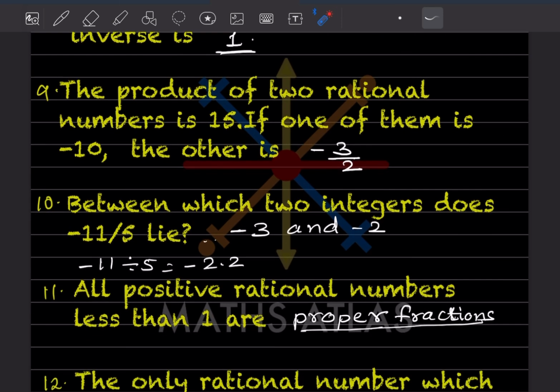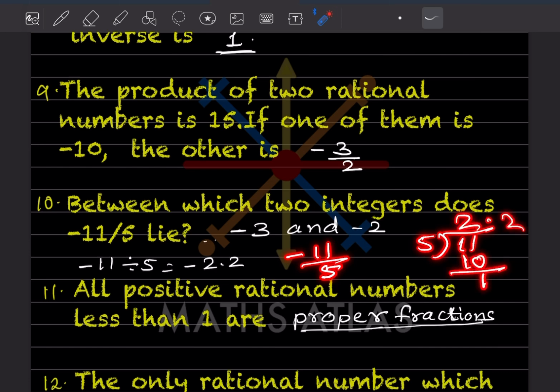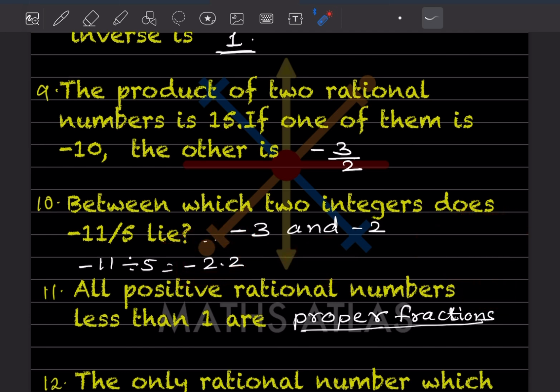Now, between which two integers does minus 11 by 5 lie? Minus 11 by 5 means minus 11 divided by 5. When you divide, 5 twos are 10, remainder 1. You put a decimal and a 0, and 5 twos are 10. So that is 2.2. So minus 2.2 lies between which numbers? Minus 3 and minus 2. So the answer is minus 3 and minus 2.